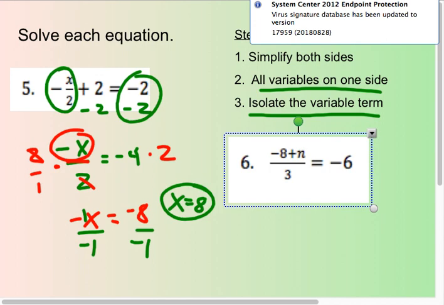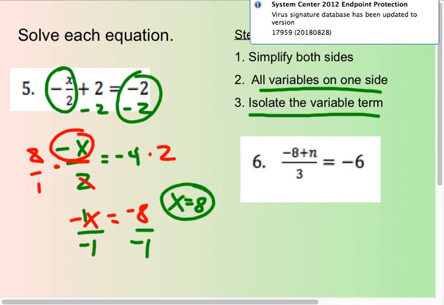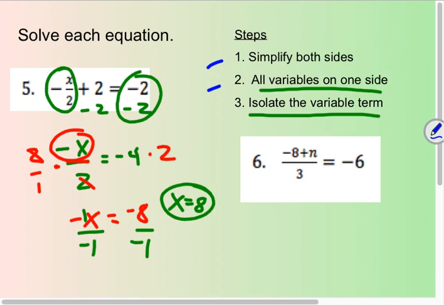So a little bit with solving equations. Here's another one. The first 2 steps we don't need to do. Both sides are simplified, and all variables are on one side. Here it is, n. Now, some people might think, well, I got to add 8 to both sides, but this is all one great big fraction. So in order to get to that negative 8 and n up in the numerator here, we're dividing by 3. I'd multiply both sides by 3, which is 3 over 1. So these cancel. And that would get rid of the 3 in the denominator.